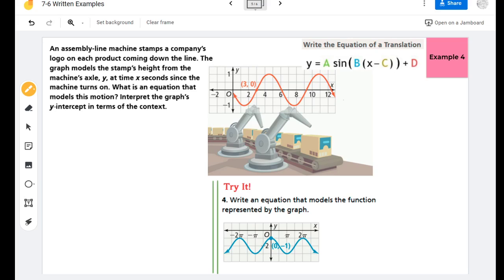In today's video, I'm covering example 4 from lesson 7-6 in the SavvasRealize Algebra 2 textbook. The goal of today's video is to write the equation of a translation just from looking at the graph, you betcha.